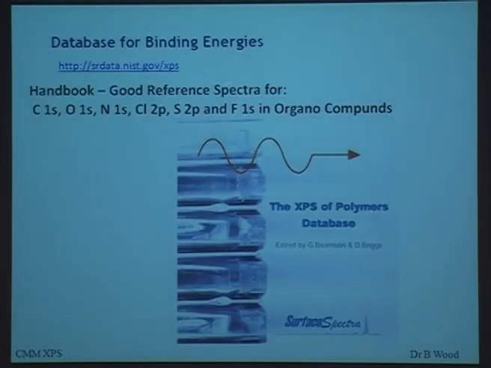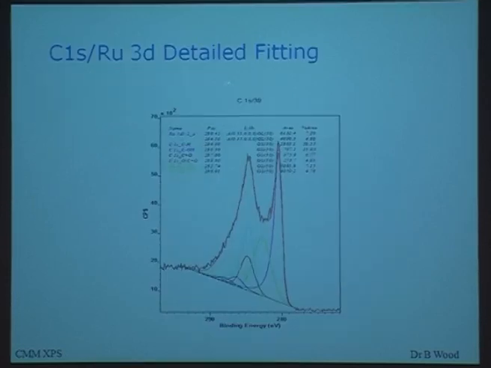As I said, I've got this book. It's a very good reference on carbon 1s, oxygen 1s, nitrogen, because it's a collection of high resolution and survey spectrums of very clean polymers, which have very nice, well-defined structures, and you can get an idea of where the binding energy might be for a specific chemical group. So this is important. We refer to this all the time. I've given you a handout there of the PCL.